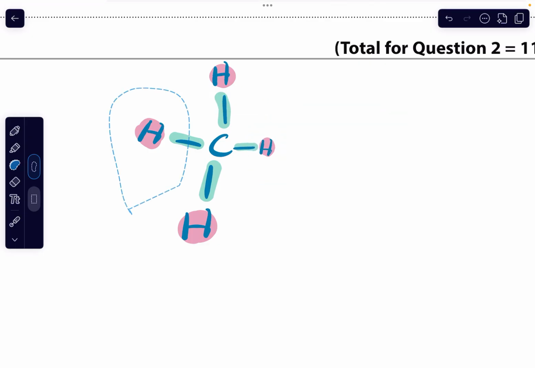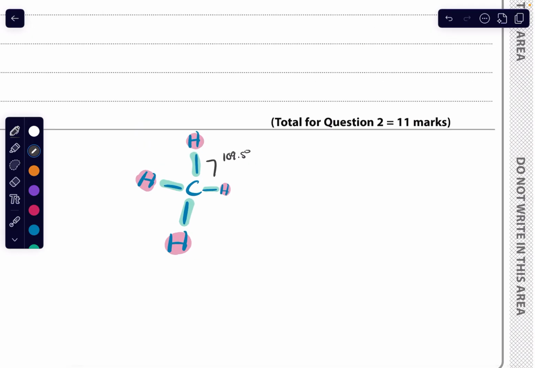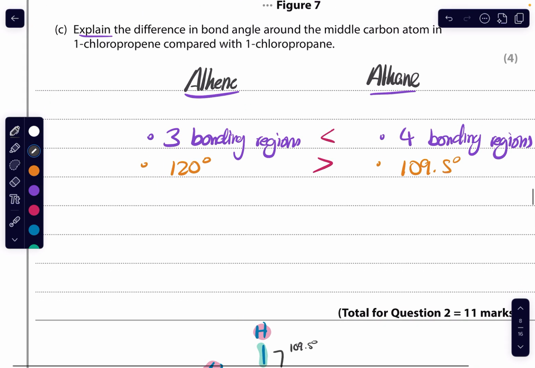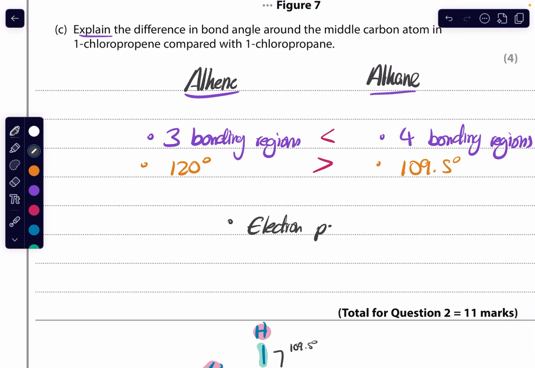And that was surprisingly effective, actually. Now what we've done is we're in 3D space. We've got 4 things apart. This now becomes 109.5 degrees. The reason why is because the electron pairs in those bonds repel each other. That's where that third mark comes from. Electron pairs repel one another.